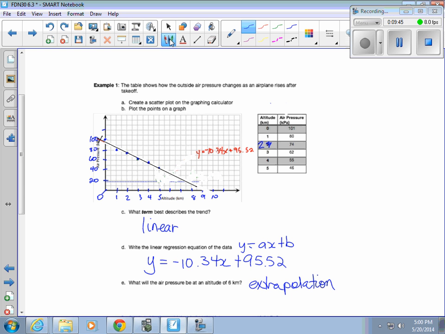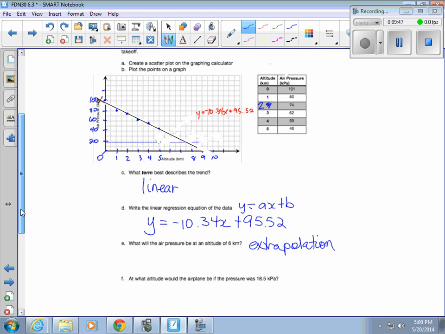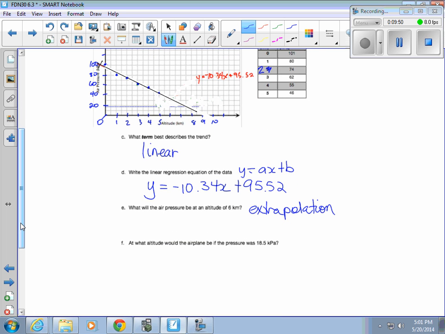So at the value of 6, based on this, 6 kind of crosses right here. This is 6 right in there. So if we go across and take a look, it's just between 30 and 40. So you could say it's a little bit lower, so you could, even if you said about 33 kilopascals at 6 kilometers.